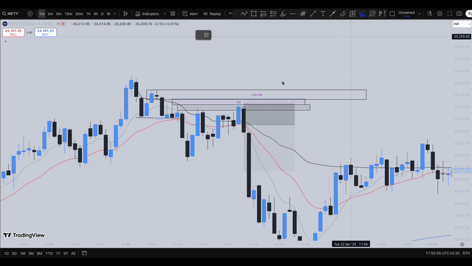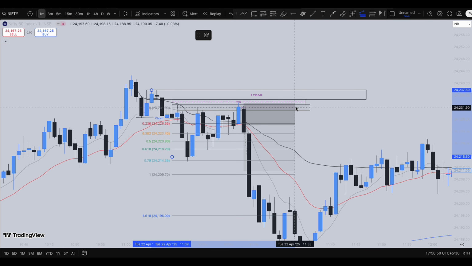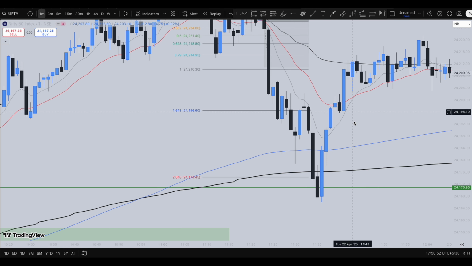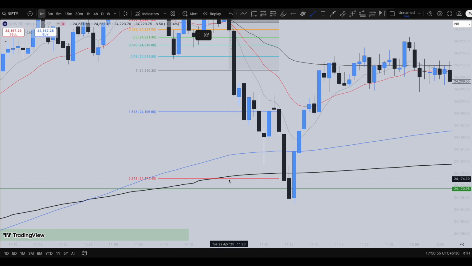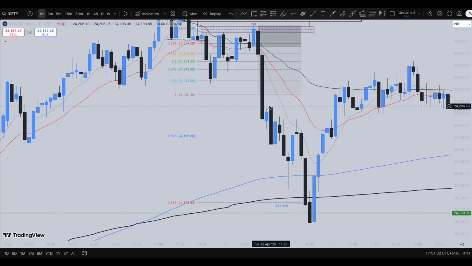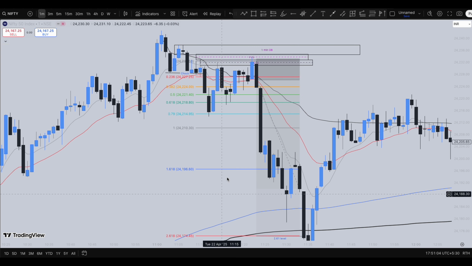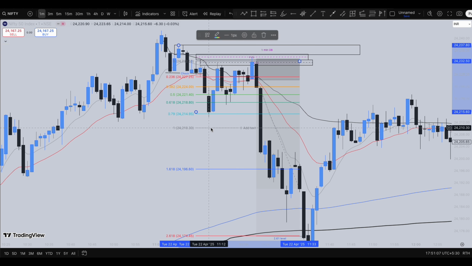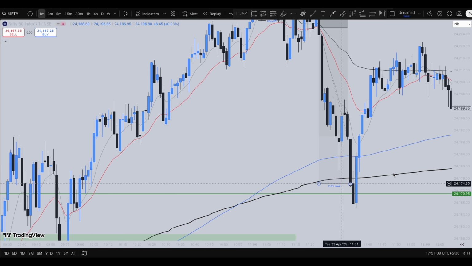And for target levels, guys, you could have drawn the fib extension levels, the common point between this to the common point between this to the common point between this, and you could have targeted all the way to the 2.661 level over here, where you could have targeted it all the way towards the downside. Or the 200 moving average or the daily VWAP level.